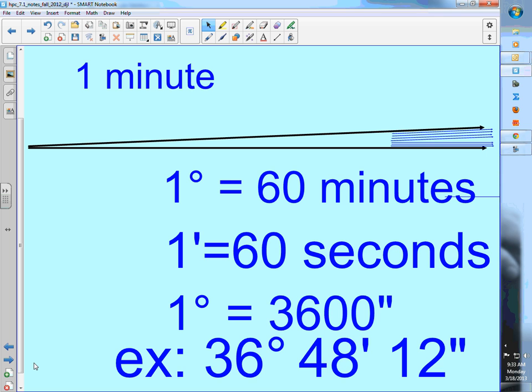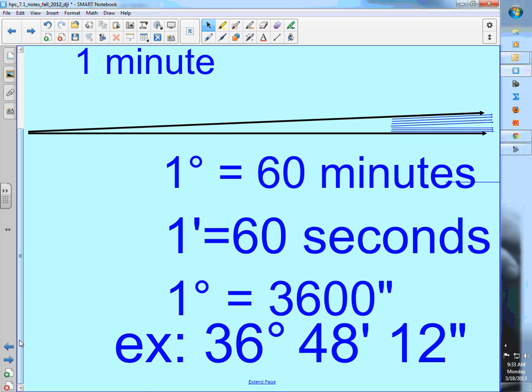An example of what an angle in degrees, minutes, and seconds looks like is 36 degrees, 48 minutes, 12 seconds. When you're in degrees, minutes, seconds, you never have a minute or a second over 60. You can't equal 60, because if it was 60 minutes, you would make that into 1 degree. So you always have to be between 0 and 60 on the minutes and seconds.